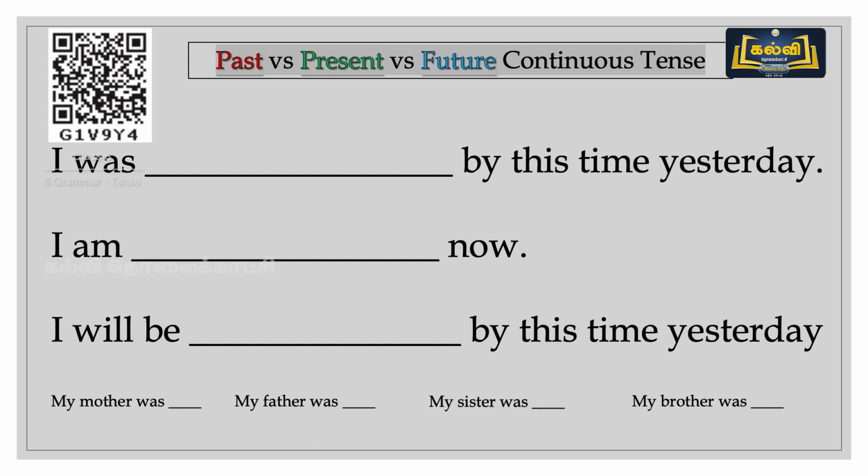You get it? Okay, well done. And now you have a confusion. Past continuous, present continuous, future continuous. Now I'm going to give you one set of sentence for all this. There are three blanks you need to fill up. Can you please read it? I was blank by this time yesterday. I am blank now. I will be blank by this time tomorrow. So you're going to fill up with the action. I was attending class by this time yesterday. I am attending class right now. I'll be attending class by this time tomorrow.